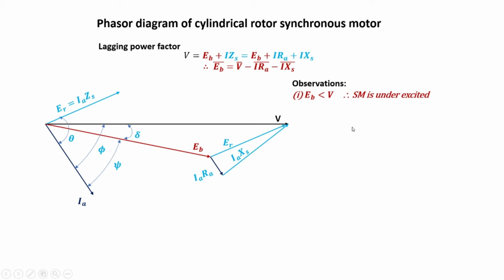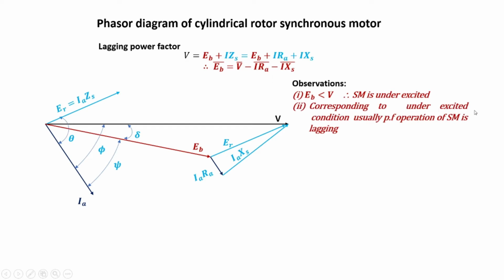So it means that corresponding to the under excited condition, usually the power factor of operation of the synchronous motor is lagging. And the third point is, here the load angle is negative. The fourth point is the relationship between the different angles in the lagging power factor condition, which is psi equal to phi minus delta.